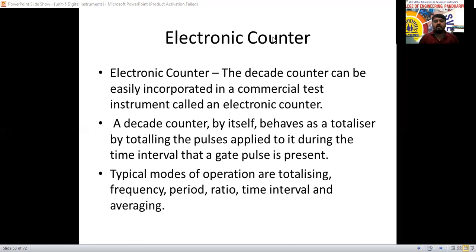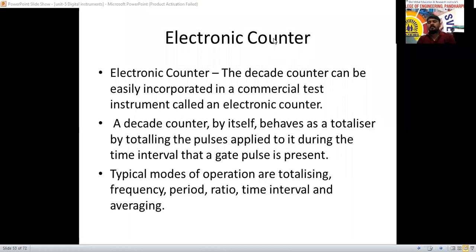One by one we are going to discuss these in this class. The electronic counter is nothing but a decade counter, which counts the pulses, the number of times a pulse is given to it. It is also called a decade counter. It can be easily incorporated in a commercial test instrument called an electronic counter. The decade counter itself is called an electronic counter in commercial test instruments, which we use in industries, manufacturing companies, and so on.